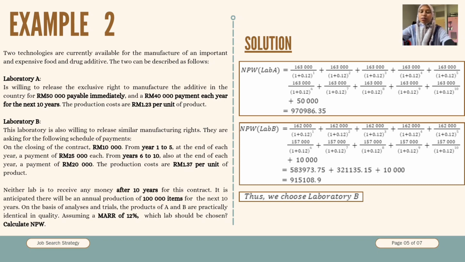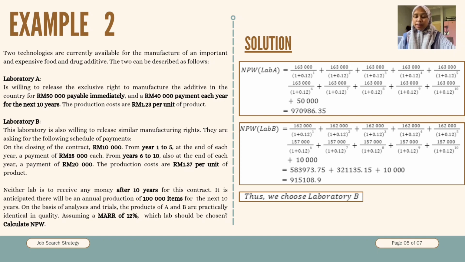Neither lab is to receive any money after 10 years for this contract. It is anticipated there will be an annual production of 100,000 items for the next 10 years. On the basis of analysis and trials, the products of A and B are practically identical in quality. Assuming a MARR of 12%, which lab should be chosen? Calculate NPW. So for the solution, the first one is we need to calculate the NPW for Lab A.